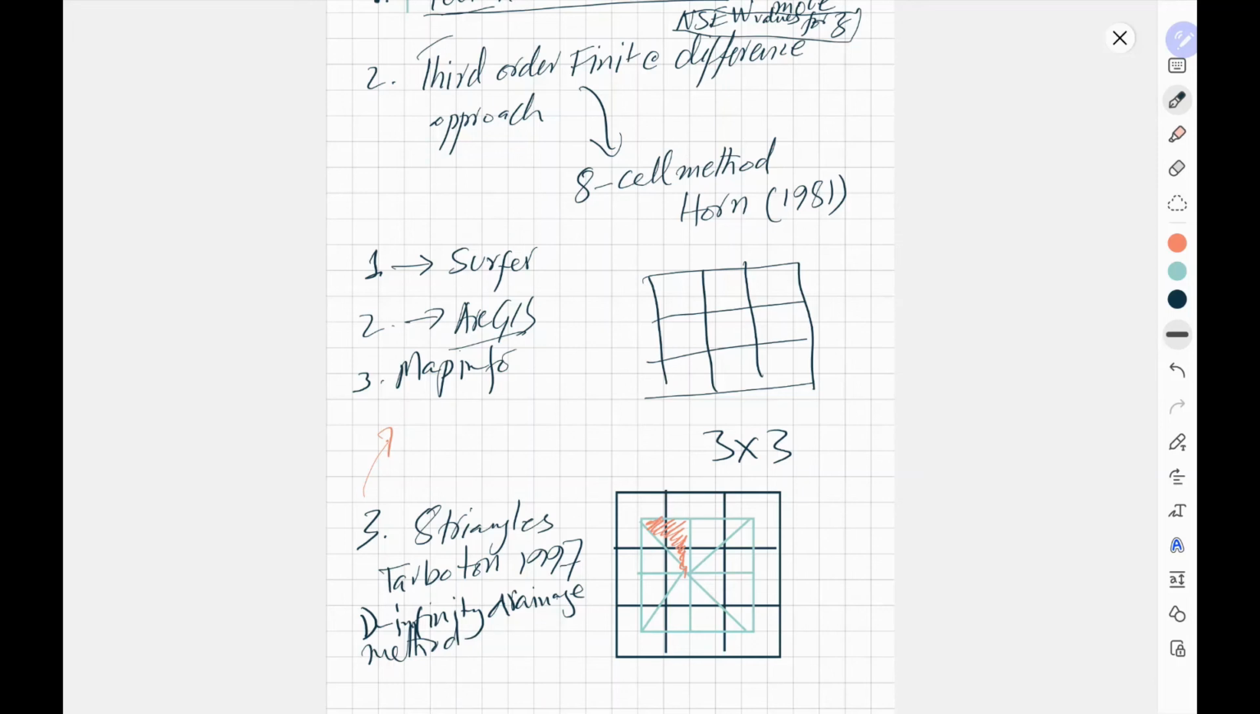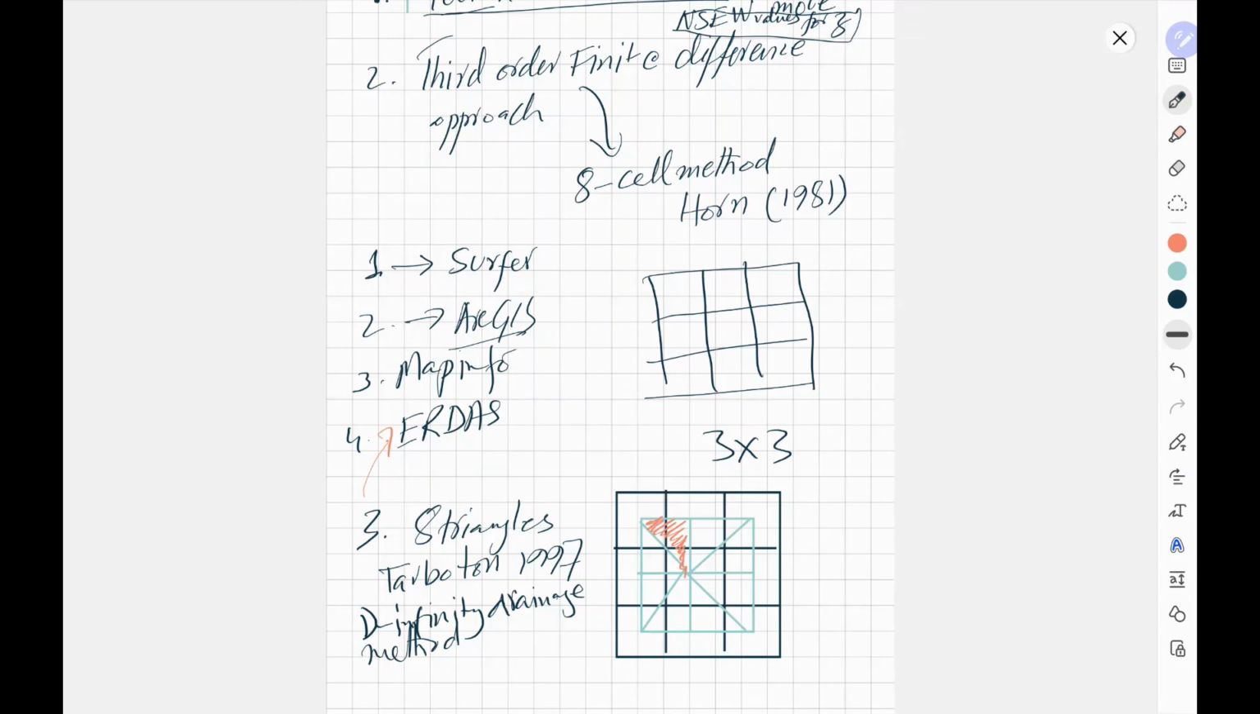Whereas there is another software which is known as ERDAS. What ERDAS does is that it is based on averaging of 3 east-west and 3 north-south differences for estimation of slope in x and slope in y. So it uses some other method.